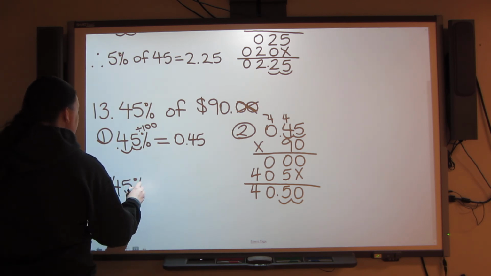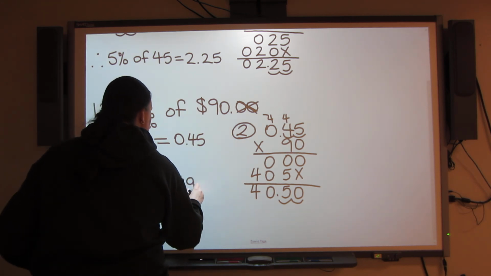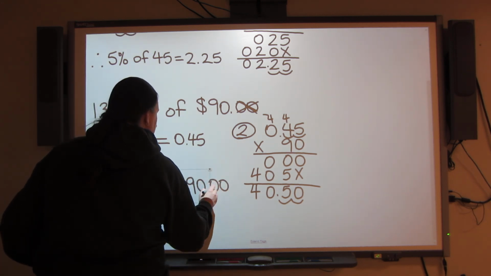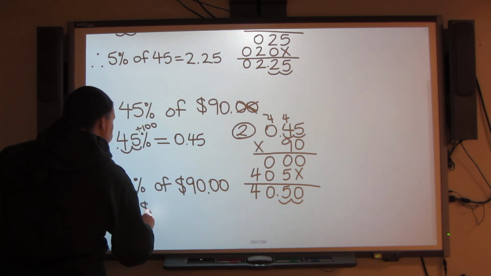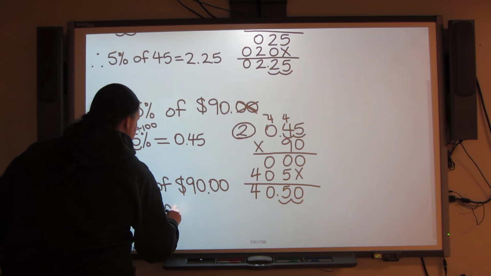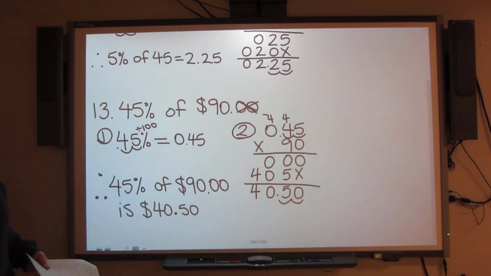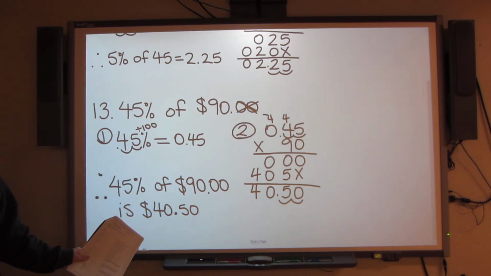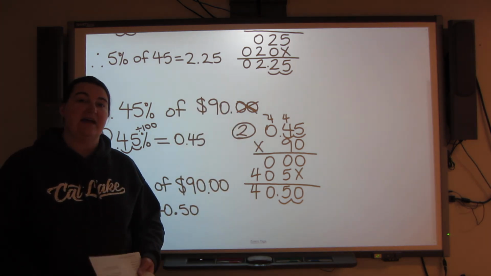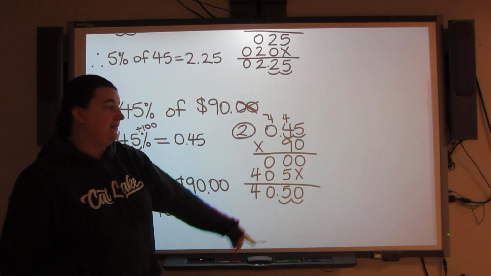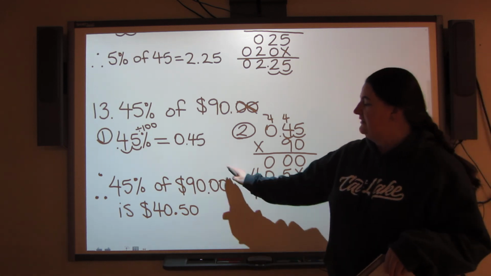45% of $90 is $40.50. So here's how you do it when you're working with money, specifically money that doesn't have cents at the end. Make it easier for yourself by knocking those zeros off and only including them when you need to.